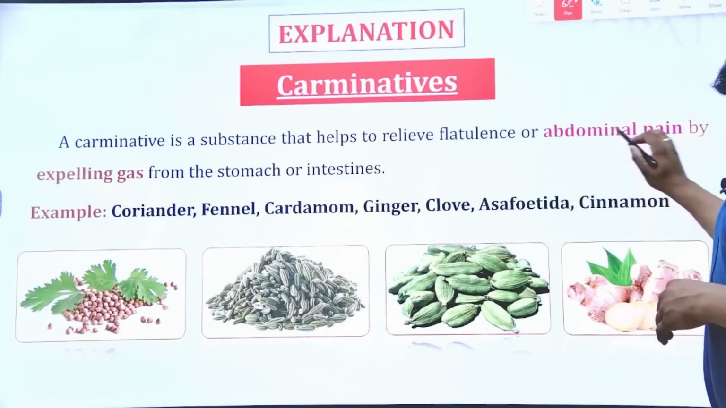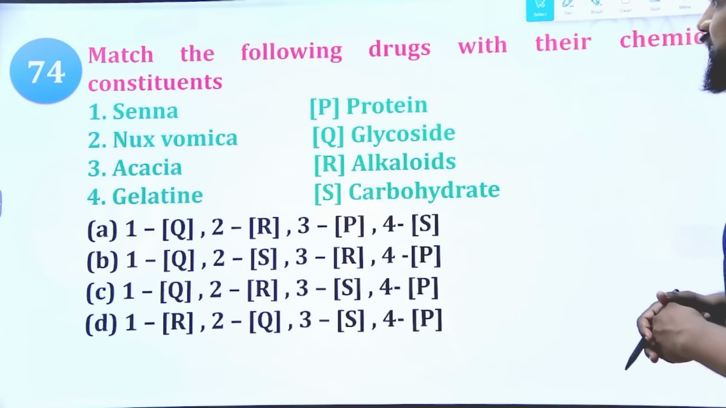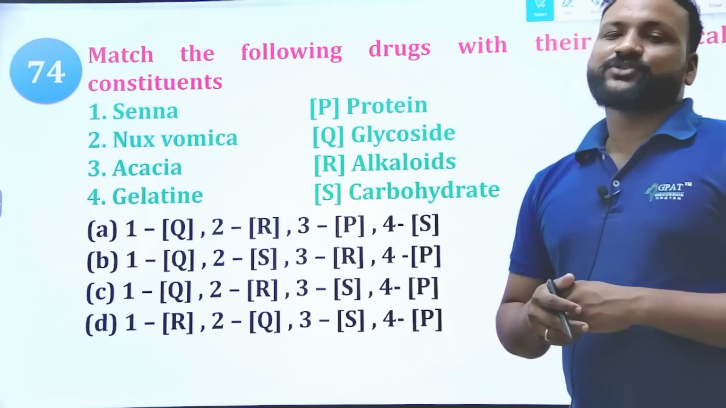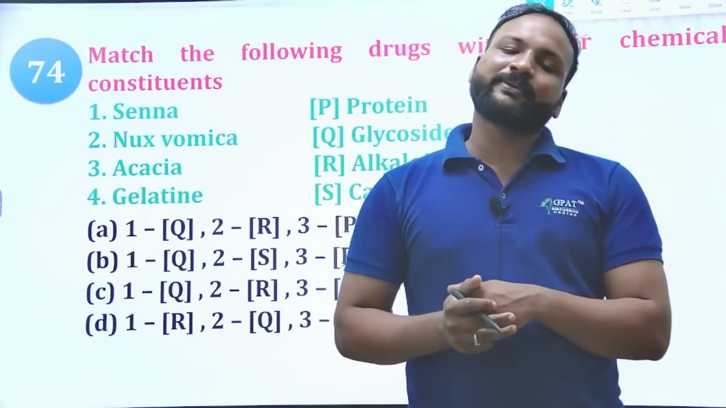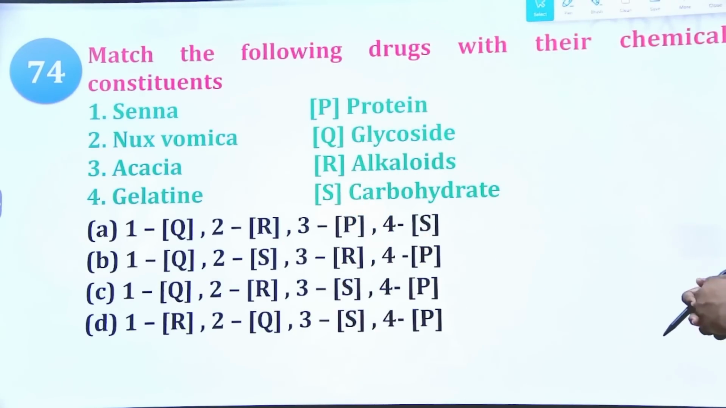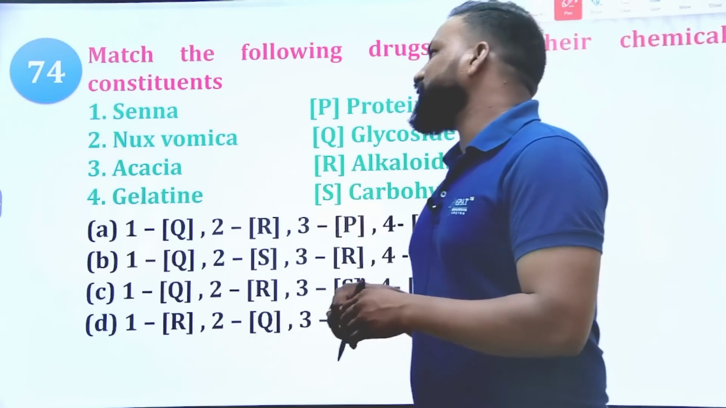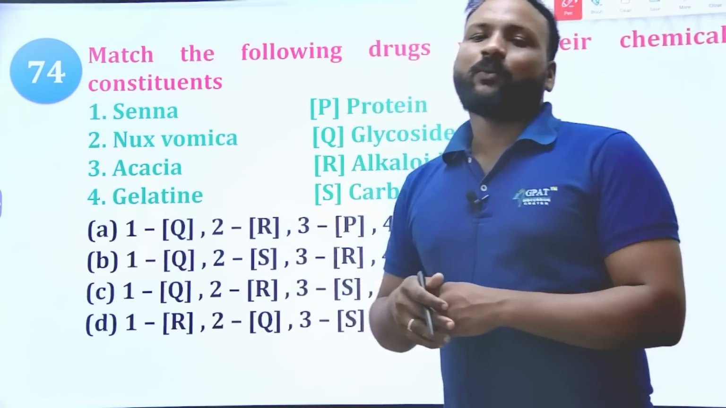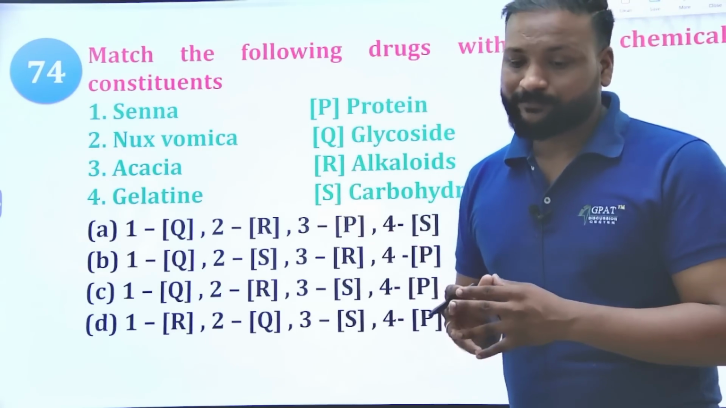Very good. Let's see the next question. Match the following drugs with their chemical constituents. For such questions, you need to know a minimum of two right options, and then you can easily pick the right answer. So what is the classification of senna, or what type of secondary metabolite is it?